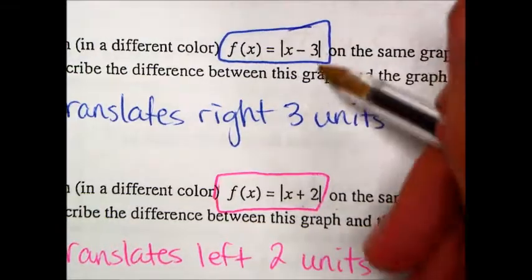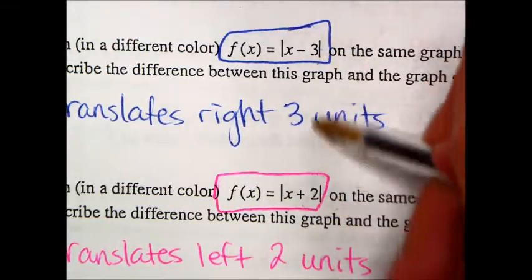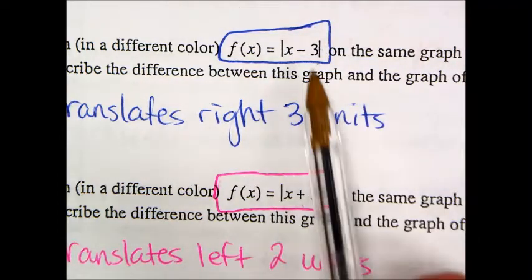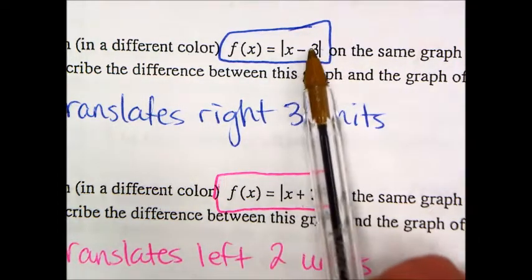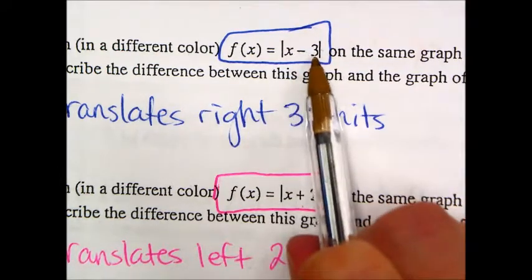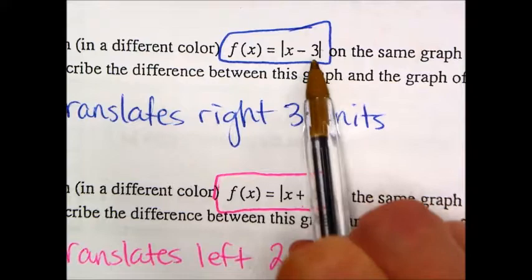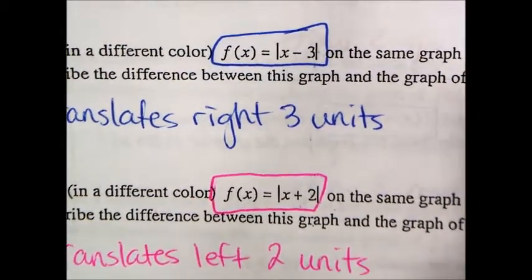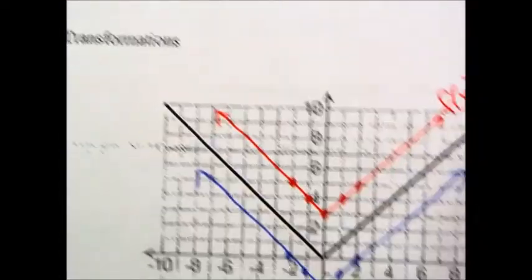So you can tell a lot about where the vertex is going to be by looking at this number inside of the absolute value sign. It gives you the x of the vertex, but it's always the opposite. We said minus 3 actually means right and plus 2 means left. So this is a vertex that starts at (3, 0). This is a vertex that is at (-2, 0). Those are just opposites. Live with it.